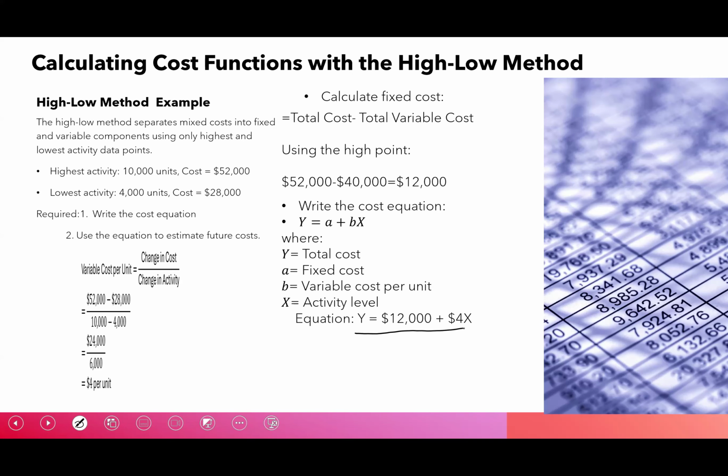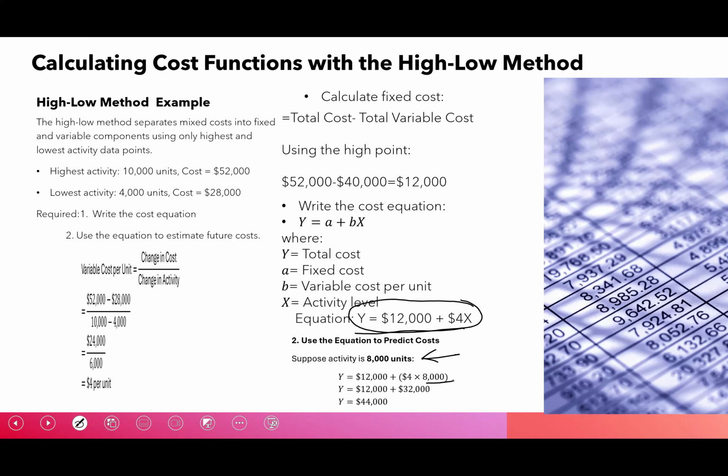Once you have that, you can do part 2, which is, can you use the equation to estimate future cost? Suppose the question tells you that next month or next year, my activity is likely to be 8,000 units. What is likely to be my cost? So all you do is take this equation that you have, put x equal to 8,000, which is what we did here, and then you can predict the cost. So estimating cost is useful because it gives us the power to predict costs. This is the simplest version of cost prediction using the high-low method.